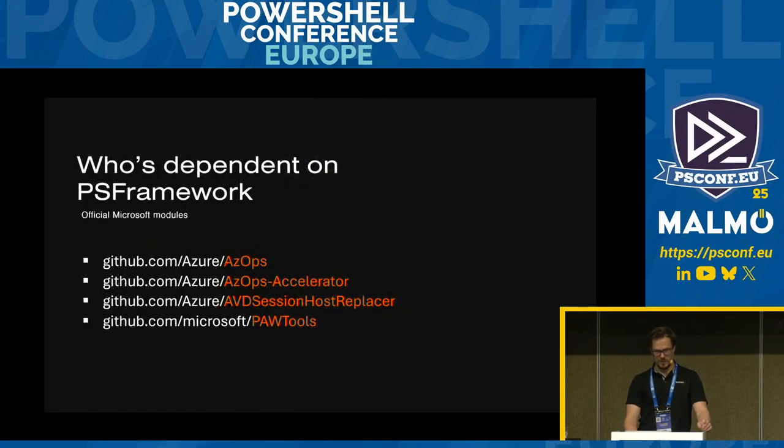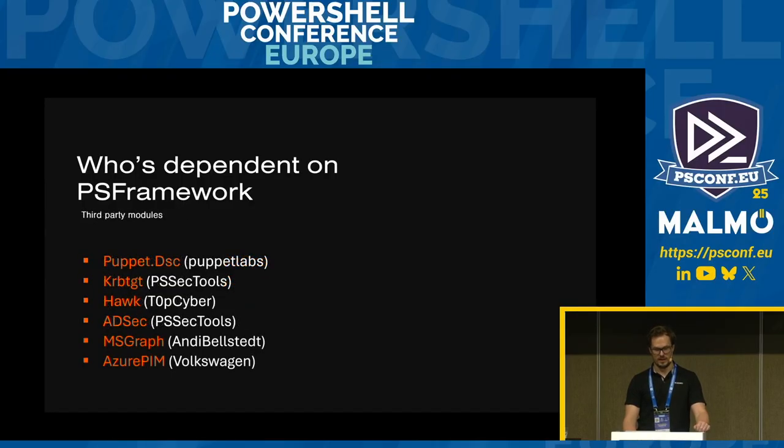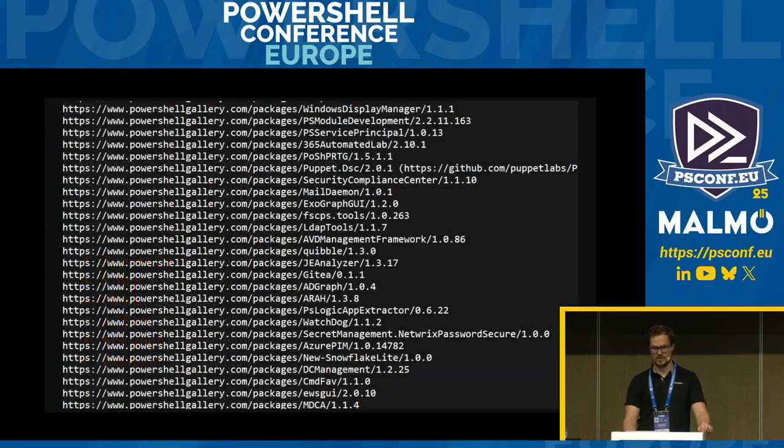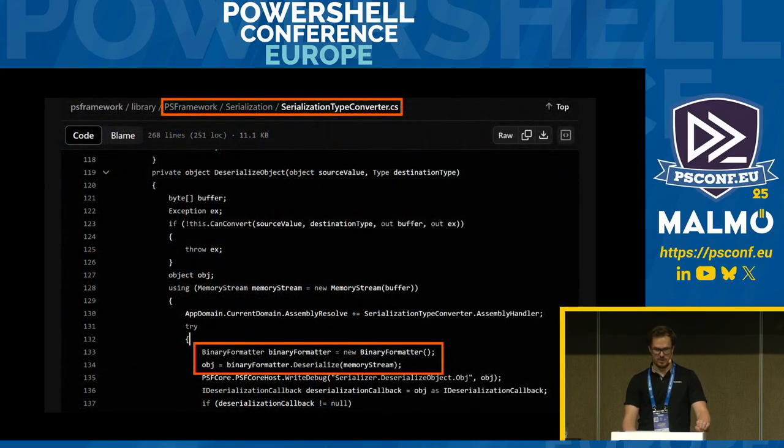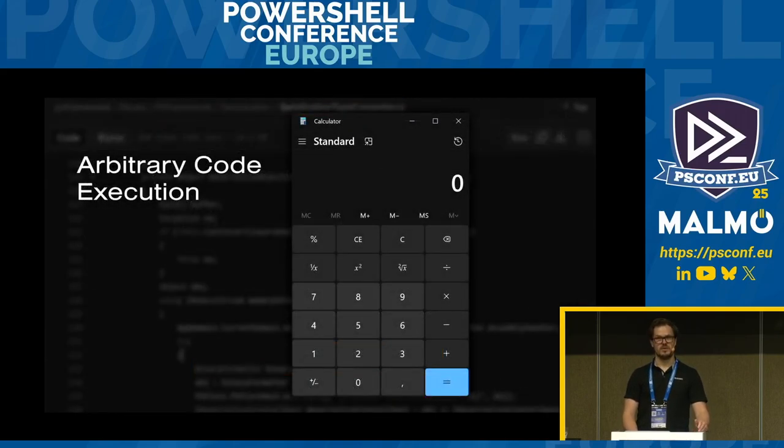And the problem here is that a lot of different modules, including multiple official Microsoft modules, are dependent on PS Framework, and a lot of others. It's all over the place. It's on quite a lot of systems, this PowerShell module. That PowerShell module, PS Framework, is using exactly the same thing as Exchange did. So it's using binary formatter to deserialize data, meaning that we can execute arbitrary code.